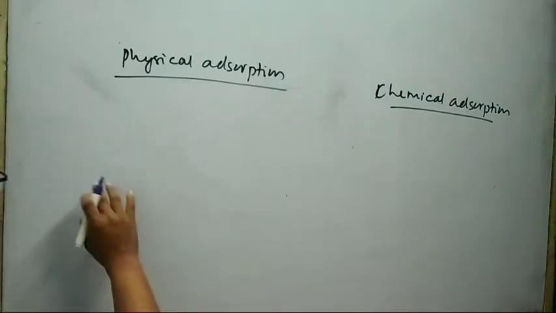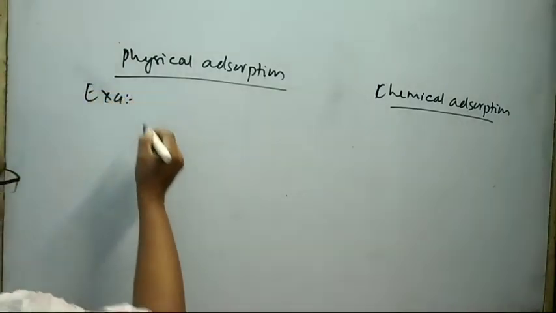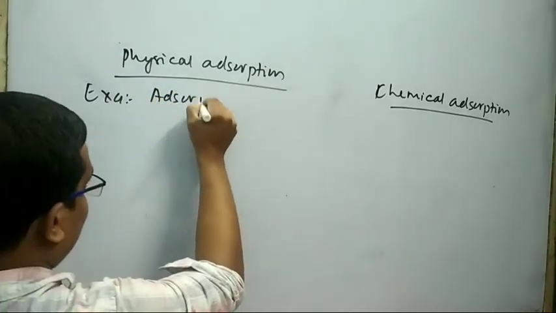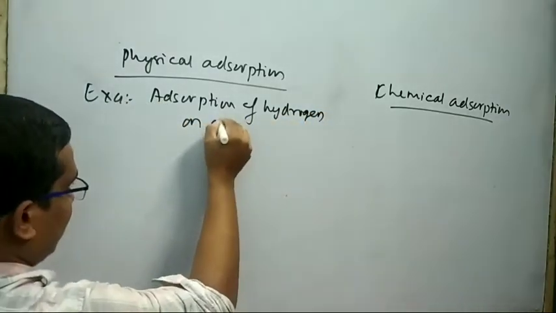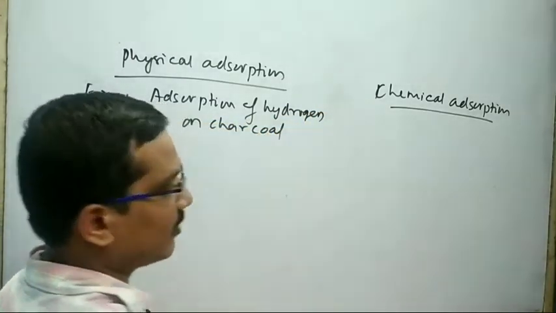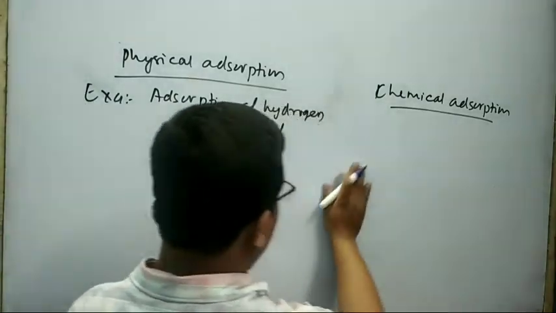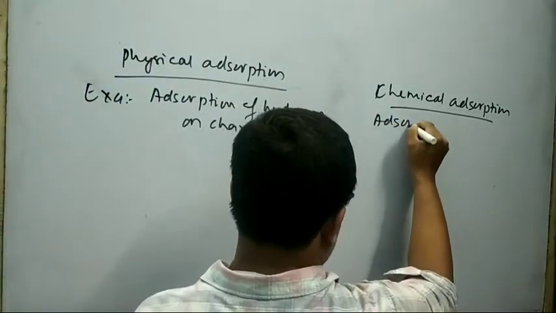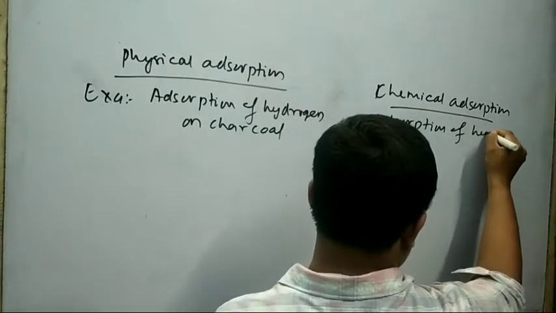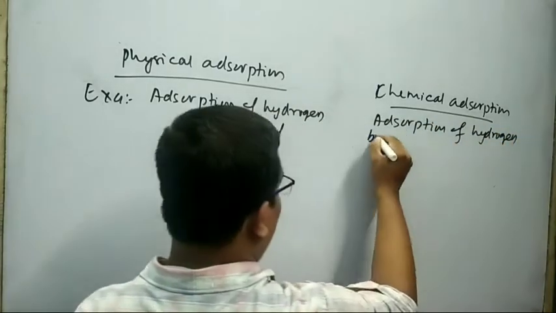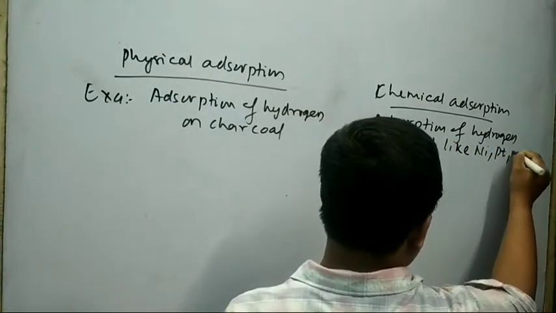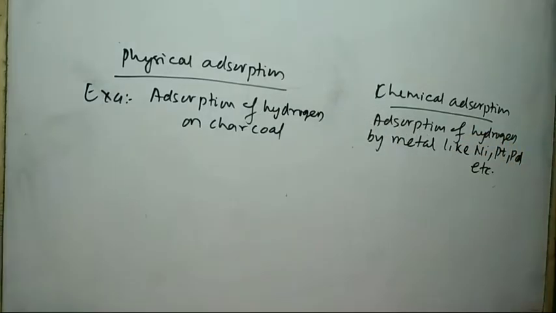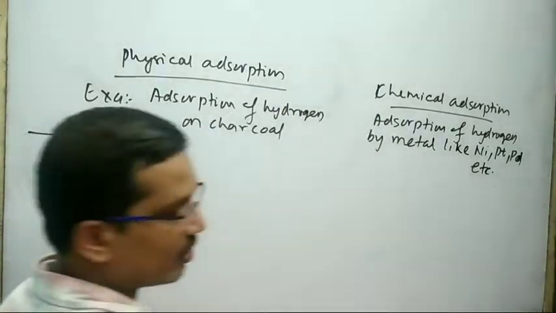For better understanding, suppose I will take an example. Adsorption of hydrogen on charcoal. Take another example for chemical adsorption. Adsorption of hydrogen by metal like nickel, platinum, palladium, etc. At first I will discuss about the first point related to physical adsorption and chemical adsorption.